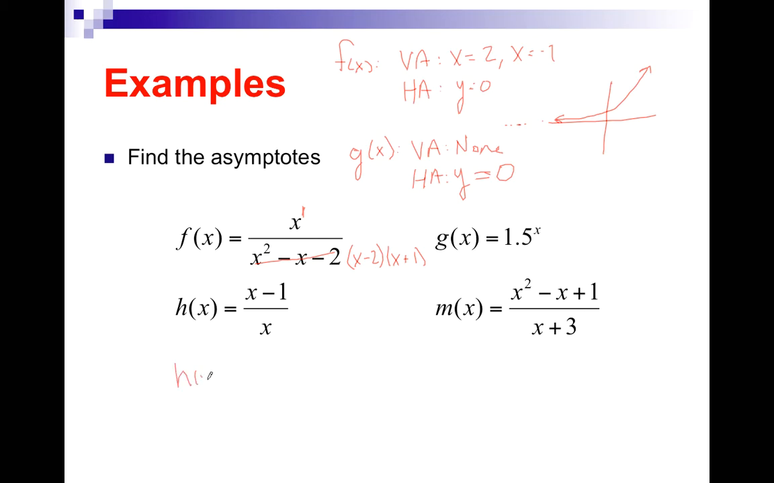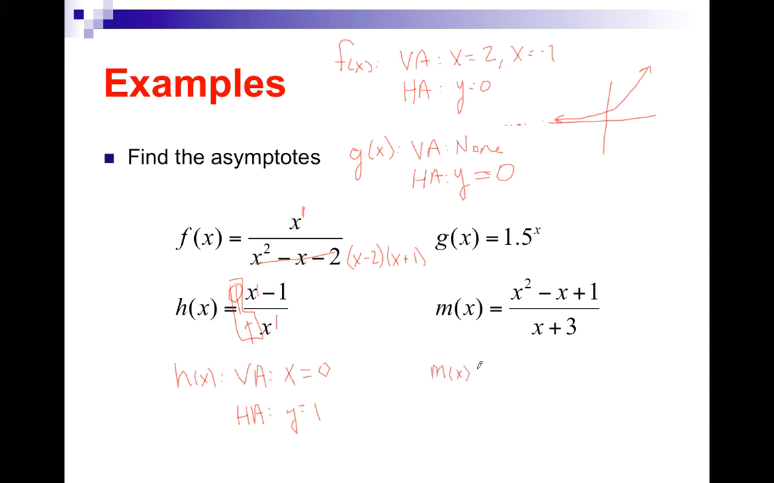For h of x, vertical asymptote, anything the denominator is 0. Well, in that case, it's just 0. My horizontal asymptote, the degrees are equal. They're both 1, and therefore it's the ratio of, oh, that's not a 0. They're the ratio of the leading coefficients. In this case, they're 1 and 1, and therefore the equation is y equals 1.